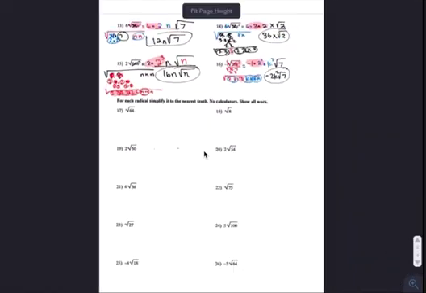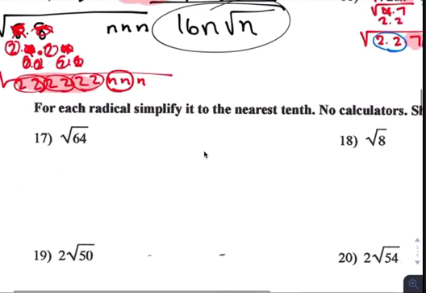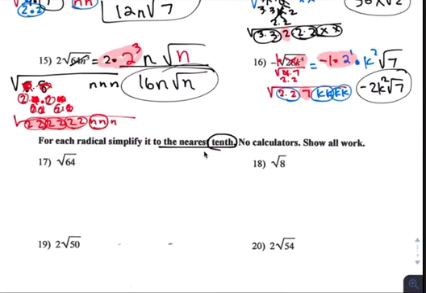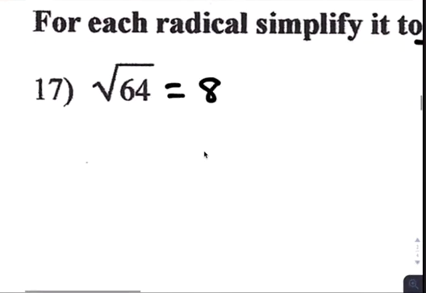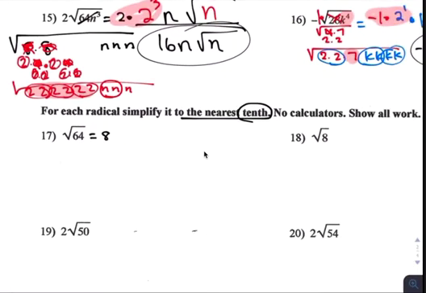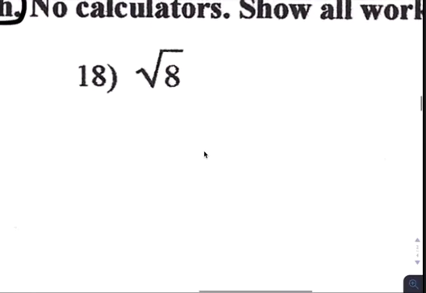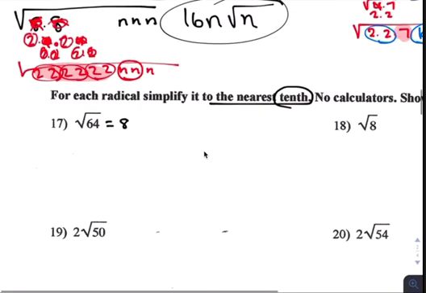Okay, now here's the one that everyone loves, the one that says simplify each radical to the nearest tenth, the 10th place. Well, if no calculator, show all work. Square root of 64 is just 8, 8 times 8. So there's no 10th place. Now square root of 8, it's not a perfect square. Square root of 64 is a perfect square of 8, and that's it.